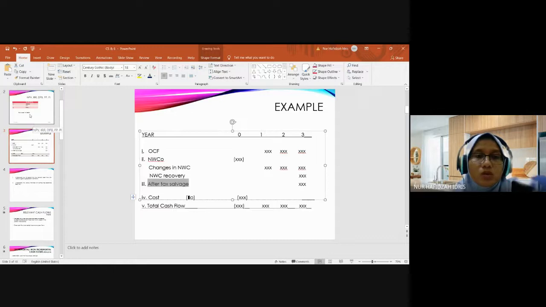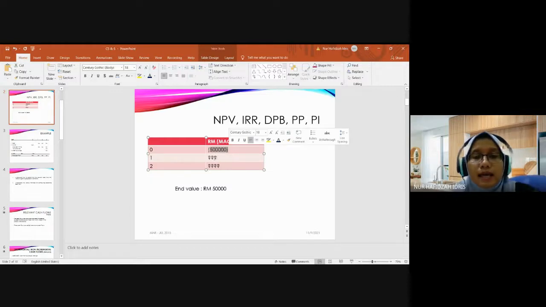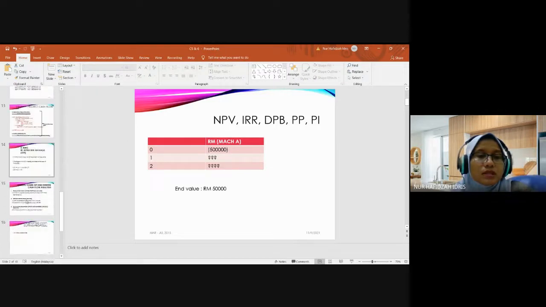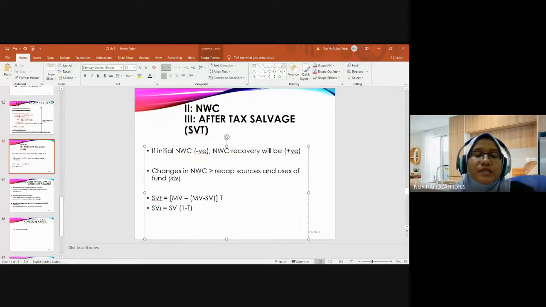Okay, so again, what do you mean by the salvage value? Salvage value itu adalah nilai akhir mesin tersebut. Okay, so dalam ini dia cerita dia cakap macam ni. Salvage value here, SV is the symbol for the salvage value. For the after tax salvage, okay, there are two formulas.